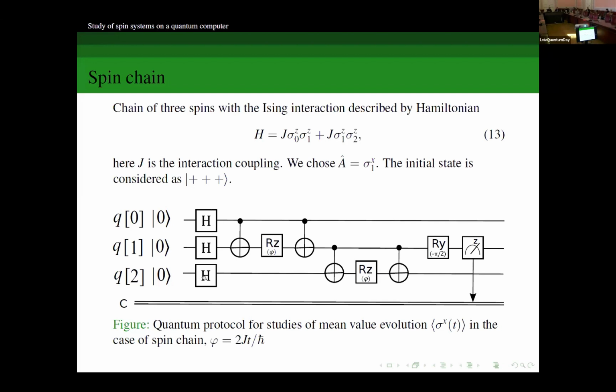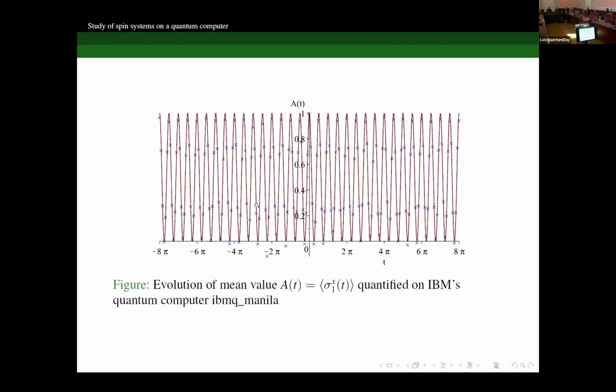Here is the Hadamard operator, which creates a state which contains all possibilities for this state. It is the sum of all possibilities for energy levels. Okay, what is the result? Here is the theoretical result. It is the solid line, and these crosses are just the experiment on a real quantum computer. Not so good, but nevertheless, let us look at the Fourier transformation.